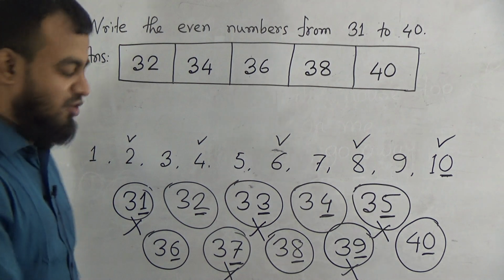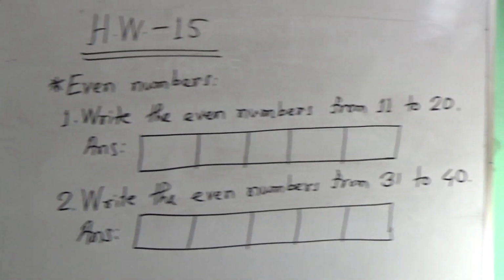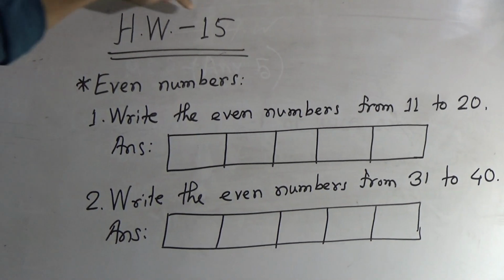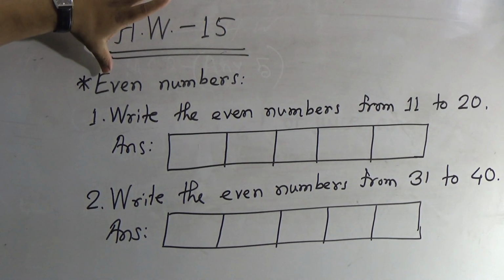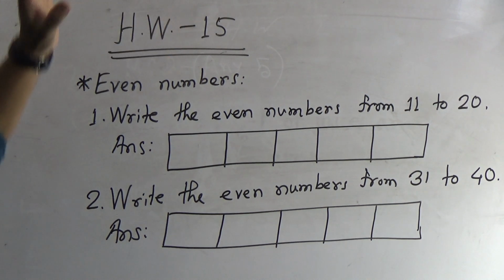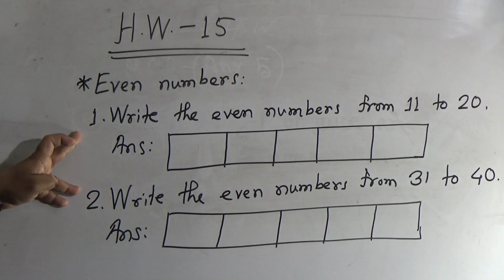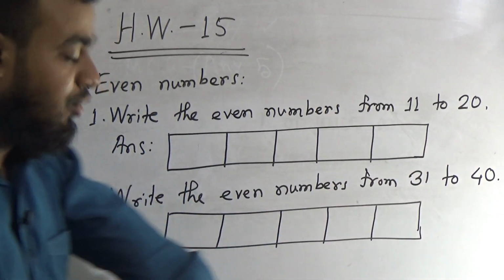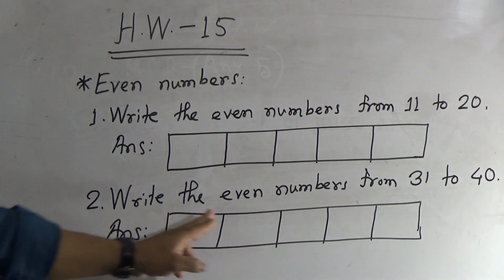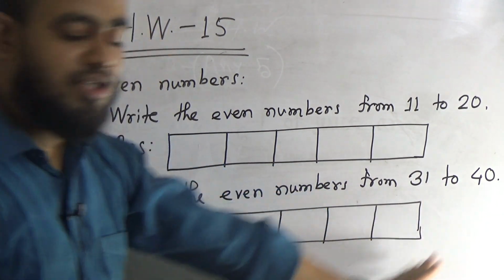Okay. I hope you have understood, my dear students. Now you have homework today, my dear students. Your homework number is 15. Look at this homework. Your homework number is 15. Please mention the homework number in the left top corner of your HW copy. Your topic is even numbers and you have to solve these two questions. I have solved them on the board already. The two questions are: write the even numbers from 11 to 20, which I have already solved on the board, and the second question is write the even numbers from 31 to 40. I have solved this question also.